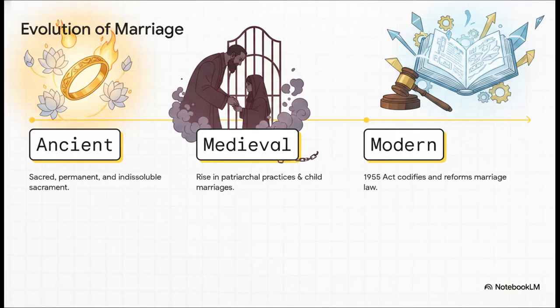To really understand family law today, we have to look at where it started. We've seen just a massive transformation over the centuries. Back in the ancient period, marriage was considered sacred, permanent, and literally indissoluble. You just couldn't break it. But then, moving into the medieval period, things shifted. We unfortunately see a rise in highly patriarchal practices along with child marriages. Fast forward to the modern period, and everything changes again with the Hindu Marriage Act of 1955. This act stepped in, codified the rules, and brought in some seriously sweeping modern reforms.